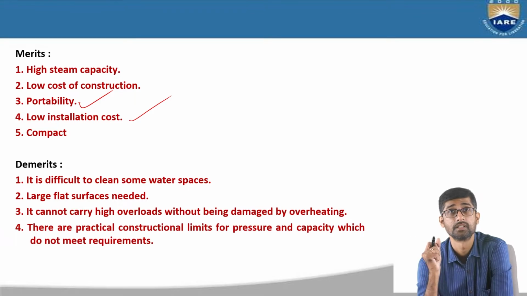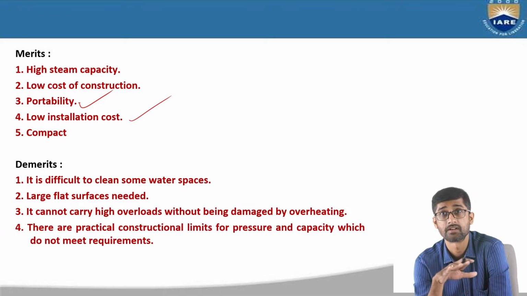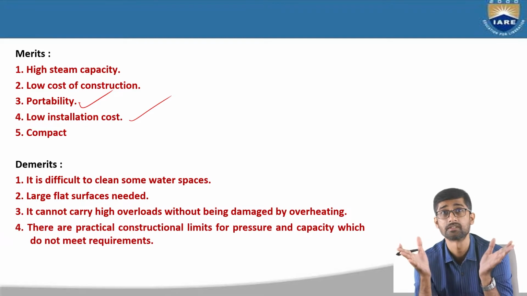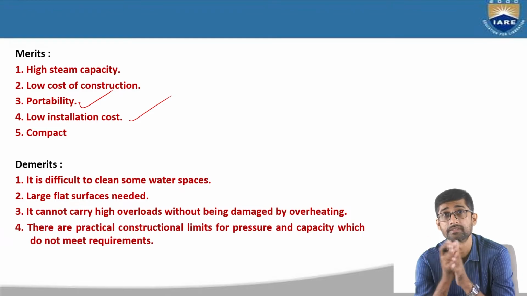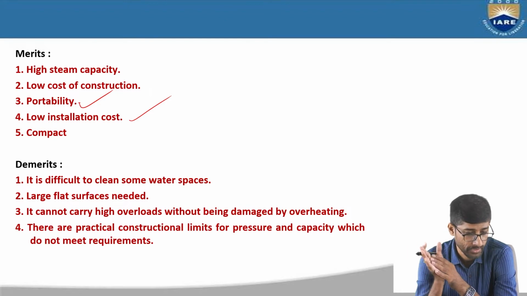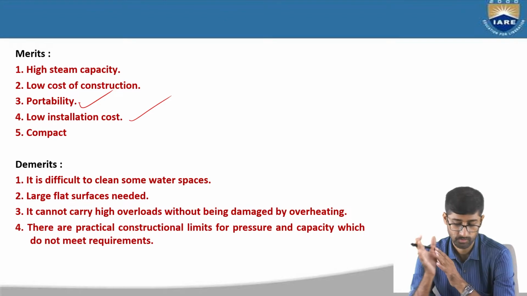If you see the demerits, the locomotive boiler is difficult to clean in some water spaces, and a large flat surface area is needed. It is a horizontal boiler. It requires large space to install. It cannot carry high overloads without being damaged by overheating, and there are very practical constructional limits for pressure and capacity which do not meet the requirements. So these are some of the advantages and disadvantages of locomotive boilers.